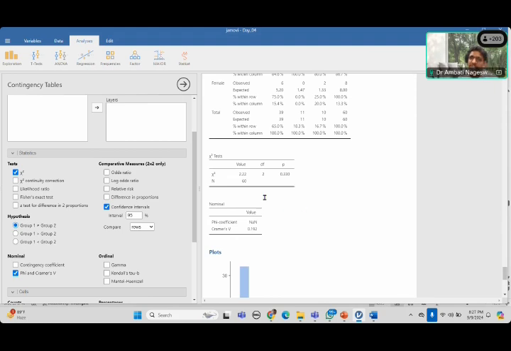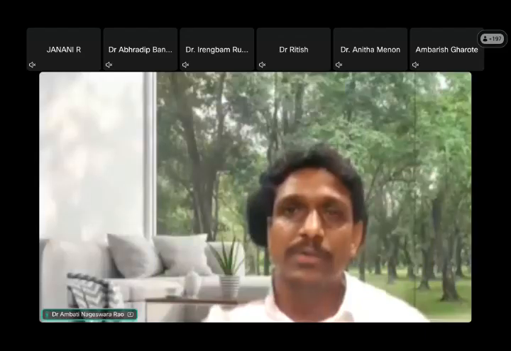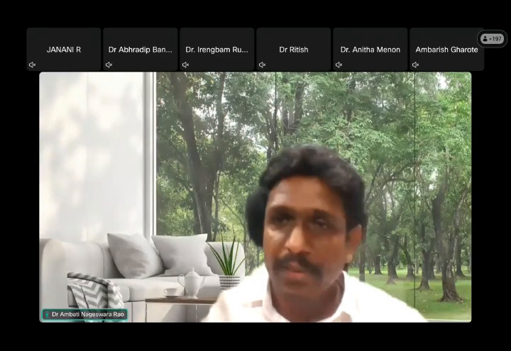But how much effect does it have? Low effect, medium effect, high effect. If it is less than 0.3, low effect. If it is less than 0.5, medium effect. If it is above 0.5, it is called high effect. This is all about chi-square test of independence.